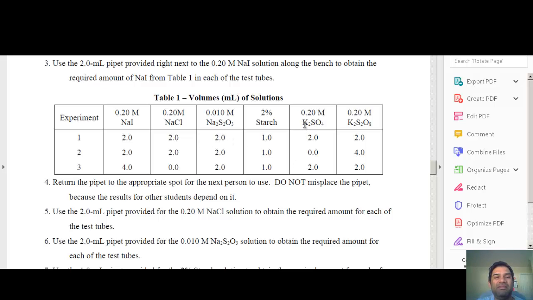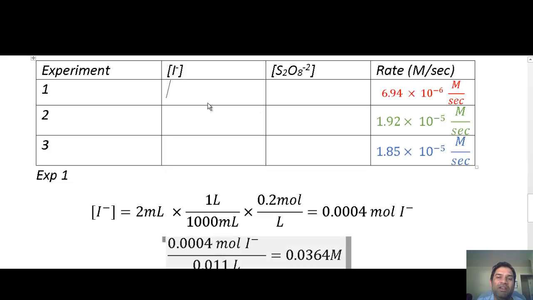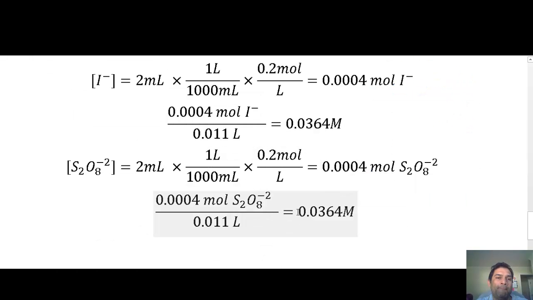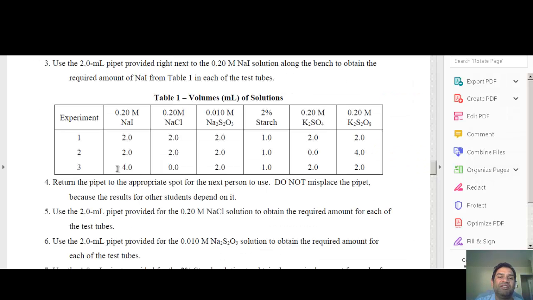By the way, the sodium and the potassium, K, are all spectator ions, so they're not going to do anything. Really, we're interested in the I- here. So the I- concentration is going to be 2 mL times 0.2 molar divided by 11 mL. For experiment 1, we took 2 mL of a 0.2 moles per liter solution. The total volume was 0.011 liters, or 11 mL, and this is the concentration we got for I-. We did the same thing with S2O8 2-, and this is the concentration we received. So these are the concentrations in experiment 1.